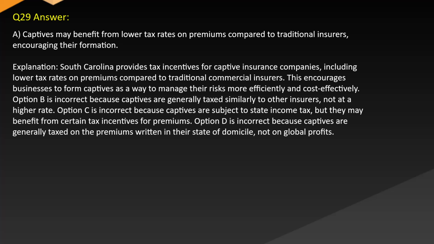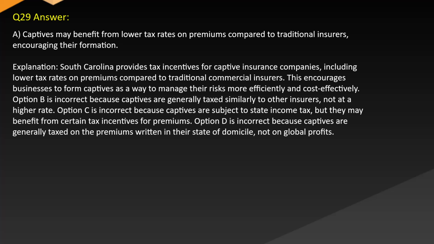Correct answer A. Captives may benefit from lower tax rates on premiums compared to traditional insurers, encouraging their formation. Explanation: South Carolina provides tax incentives for captive insurance companies, including lower tax rates on premiums compared to traditional commercial insurers. This encourages businesses to form captives as a way to manage their risks more efficiently and cost-effectively.